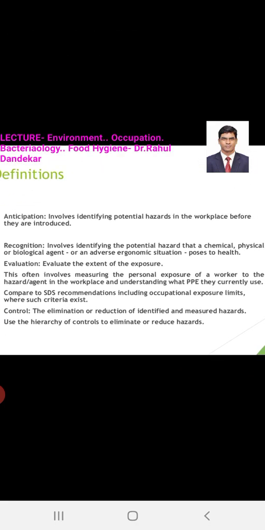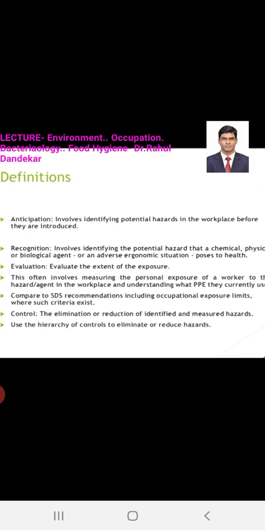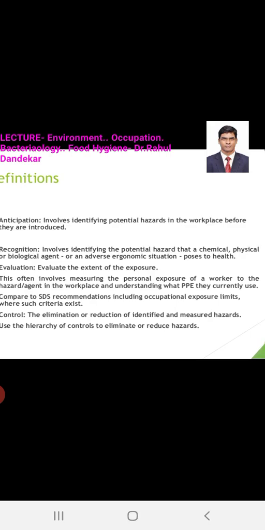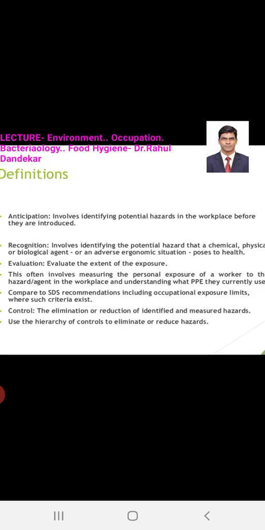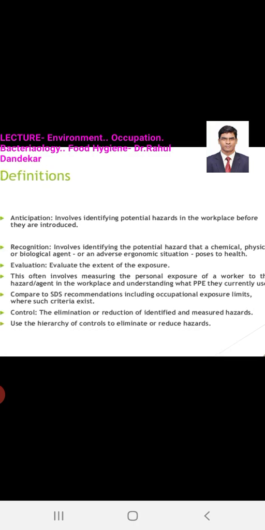Definitions: anticipation involves identifying potential hazards in the workplace before they are produced. Recognition involves identifying the potential hazard that a chemical, physical, biological, or adverse ergonomic situation poses as a threat. Evaluation means evaluating the extent of the exposure. This often involves measuring the personal exposure of a worker to the hazard or agent in the workplace and understanding the PPE that is currently used, compared to SDS recommendations, including occupational exposure limits where such criteria exist. SDS is Sustainable Development Goals.